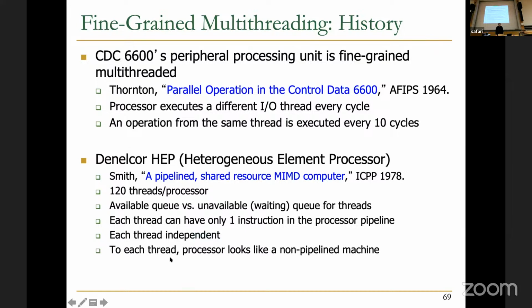So, to each thread, the processor looks like a non-pipelined machine. When you consider each thread, you need to wait for the whole pipeline to finish so that you can execute the next instruction. So to each thread, the processor looks like a non-pipelined machine. In the end, you will have much higher system throughput, but single thread performance is not good, as I said.